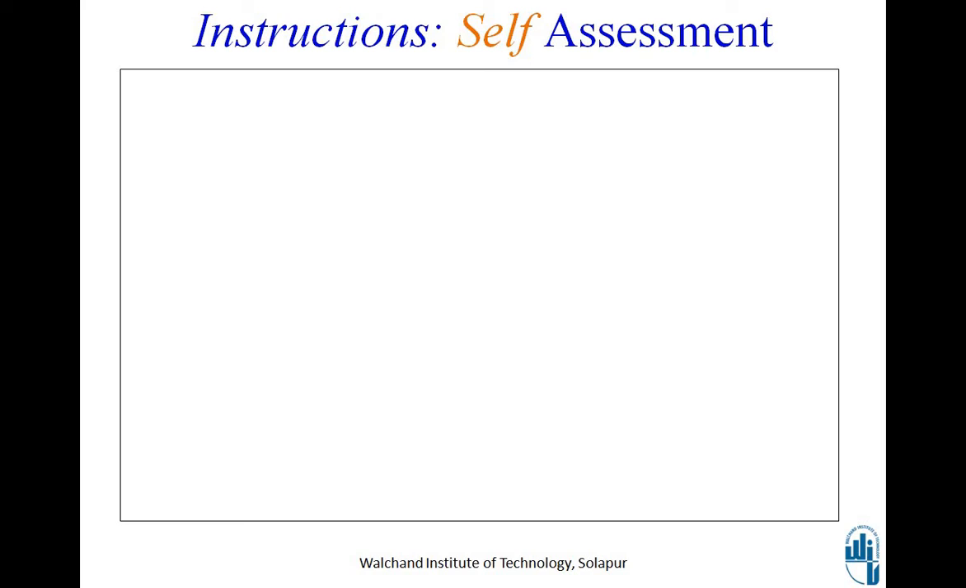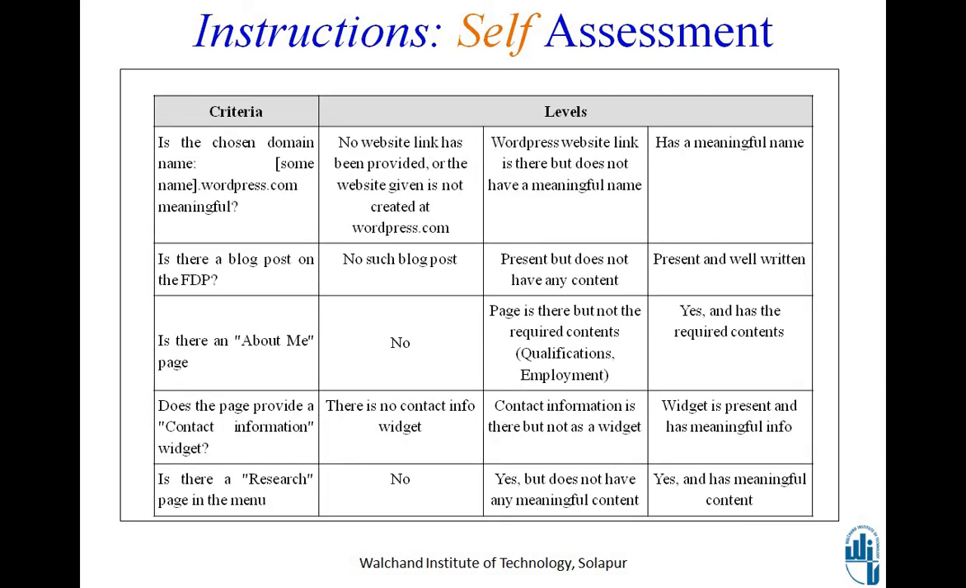Now, how to carry out the self-assessment? Again, a rubric is developed. You can see the first criteria. The criteria is the chosen domain name, whatever name is given, .wordpress.com is meaningful.